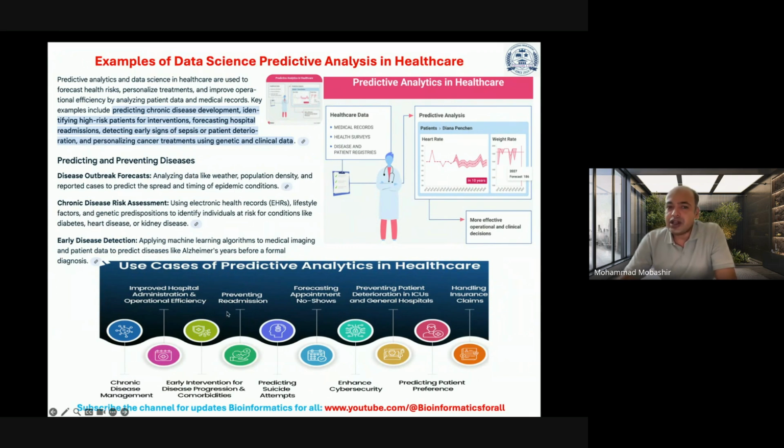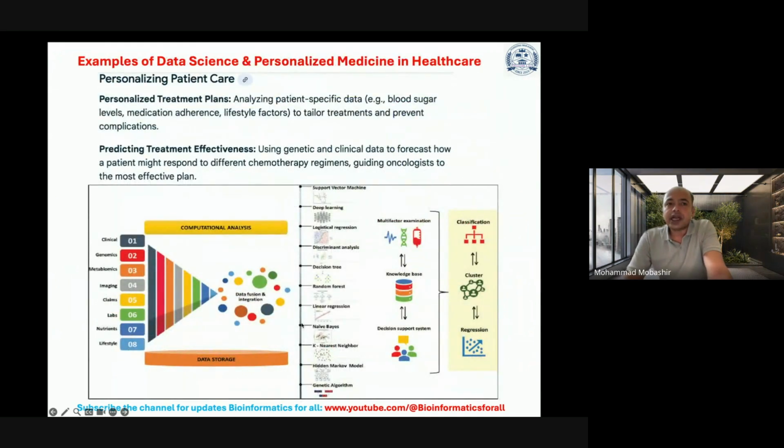Then another way of thinking in data science could be use cases of predictive analytics in healthcare. How can you think if you are going to work for predictive analytics in healthcare? Then this is the way you need to think. Now, it comes to another part.